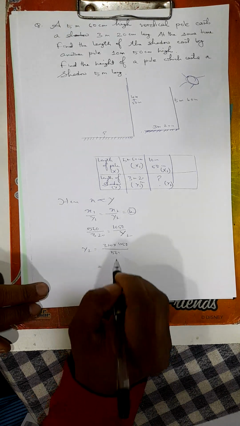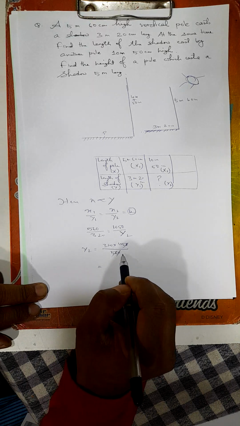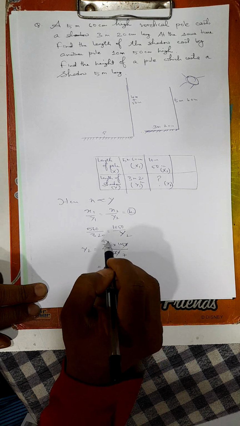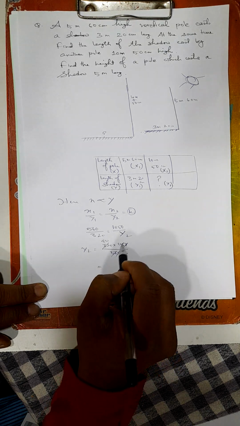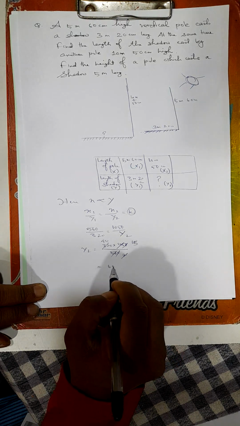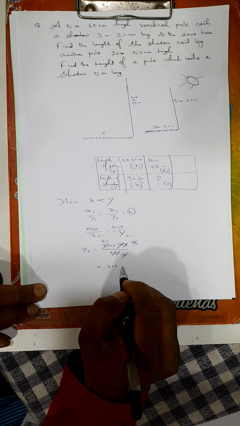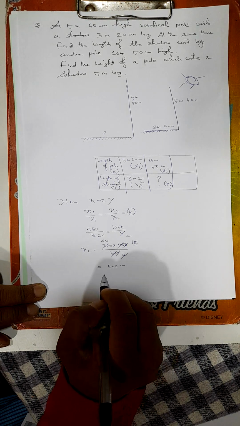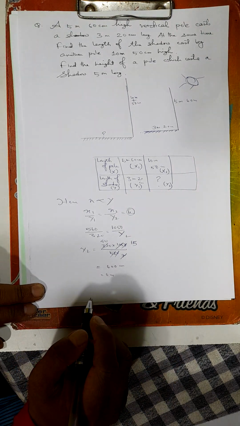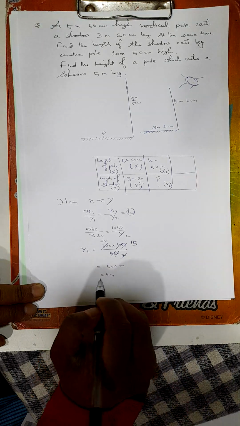So let's solve this. 8 7s are 56, 8 4s are, then 7 15s are 105. So it is 600 centimeter. That means 6 meter. So the answer is 6 meter.